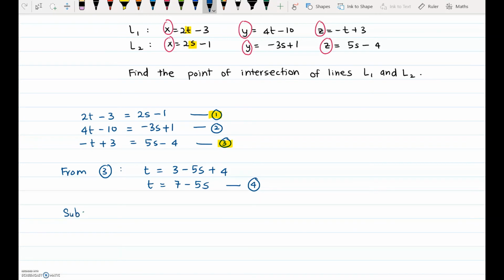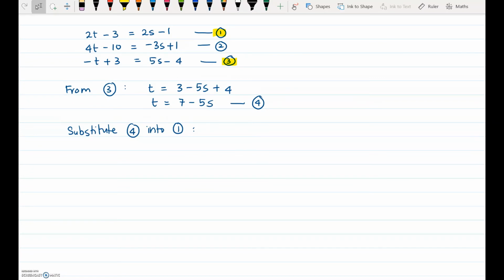So we will substitute equation number 4 into equation number 1, for example. You can also use the equation number 2 if you want to. Okay, so it is up to you. Alright, okay, now let's continue.